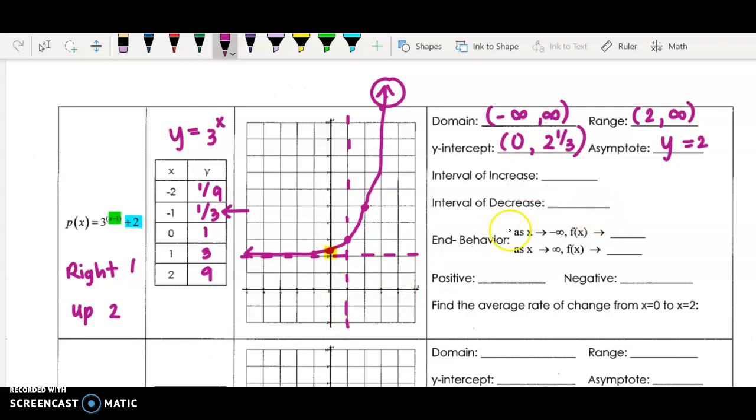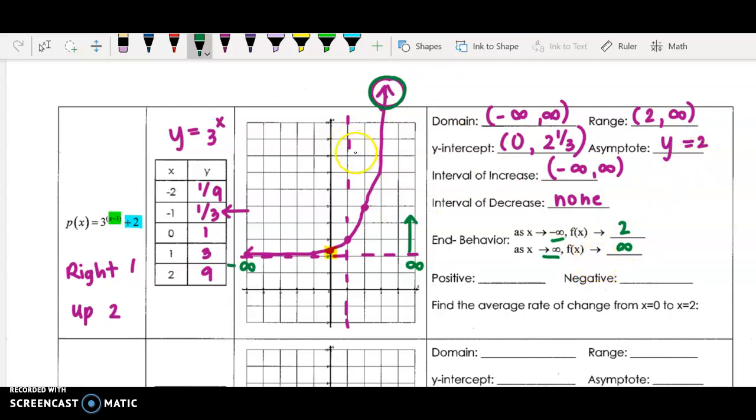The interval of increase: this entire graph is increasing from left to right, so our interval of increase would be negative infinity to positive infinity, and there's no interval of decrease. To describe our end behavior, we'll start on the left-hand side of our graph where x goes toward negative infinity. At the left end of our graph, the function is approaching the asymptote, and the value for our asymptote is 2. On the right-hand side, as x approaches positive infinity, the graph is going up to positive infinity.